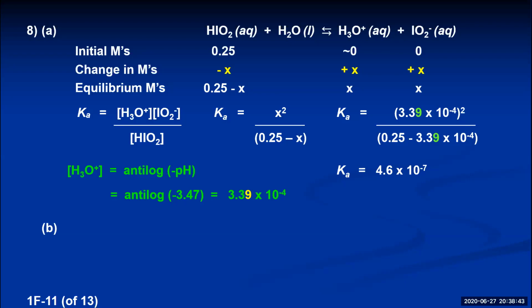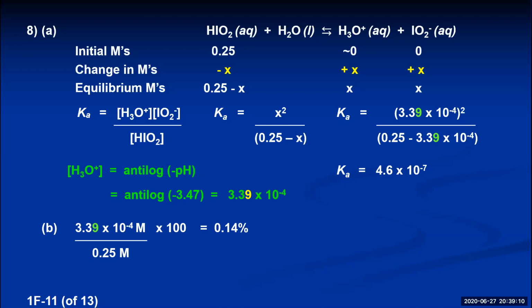Part B says calculate the percent ionization of iodous acid, and this is done by taking the amount of iodous acid that ionized, which is in the change line on the ice table under HIO2, that's X, dividing it by the initial amount, 0.25, and then multiplying it by 100. So the X value was the 3.39 times 10 to the minus fourth, divided by 0.25, multiplied by 100, and to two significant figures, this is a very weak acid. Its ionization percent is only 0.14%.